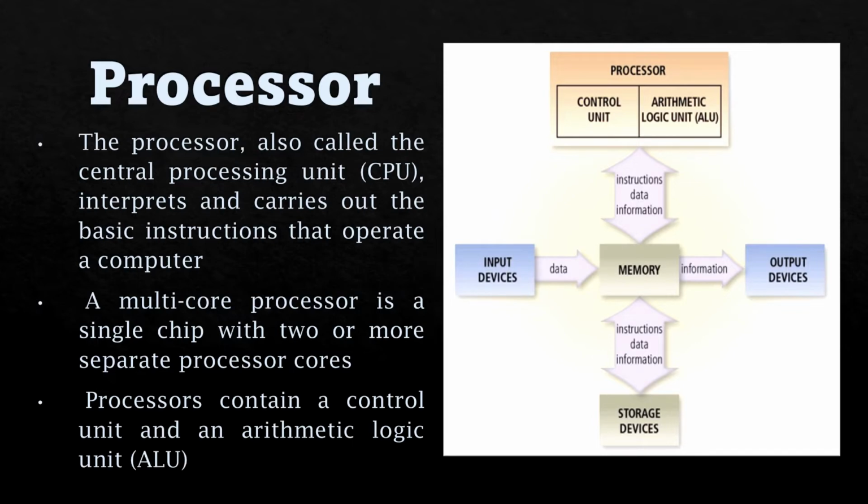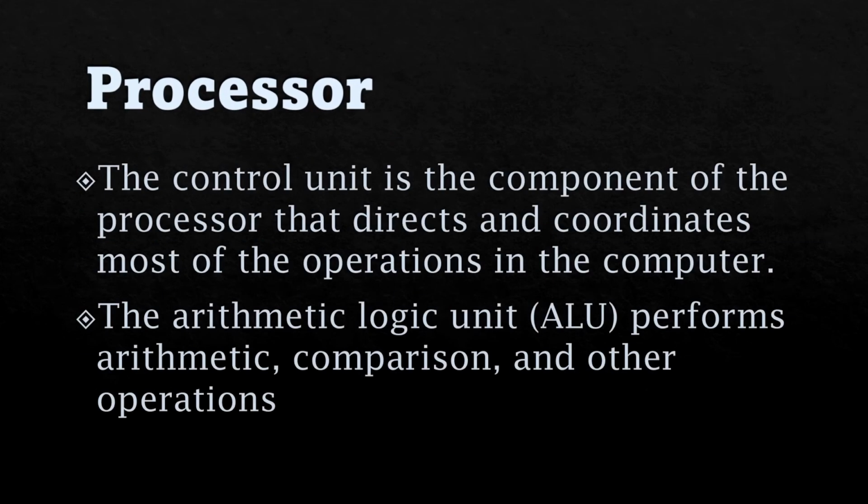Processors contain a control unit and an arithmetic logic unit or ALU. The control unit is the component of the processor that directs and coordinates most of the operations in a computer. It instructs the memory, logic unit, and both input and output devices of the computer on how to respond to the program's instructions. CPUs and GPUs are examples of devices that use control units.